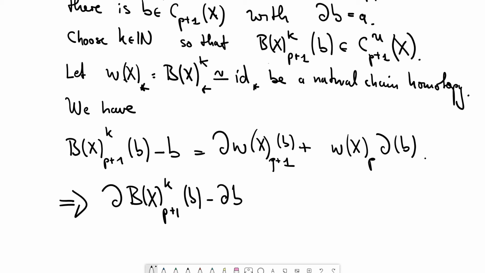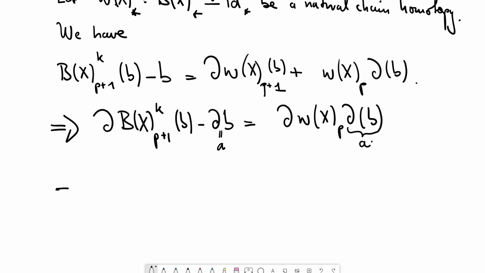Then the first term on the right-hand side cancels. And this is then the boundary of x b. So we have this. Then this is A. Right, this is also A. Therefore, let's bring A to the other side. We want to represent A as a boundary in the complex C star U of x.